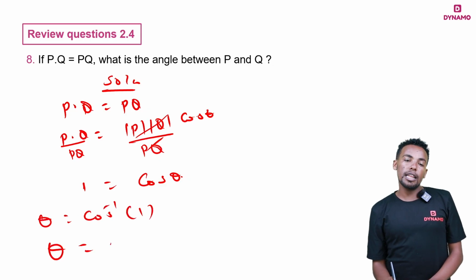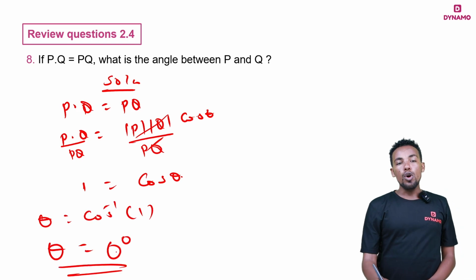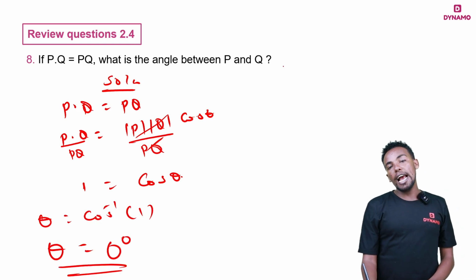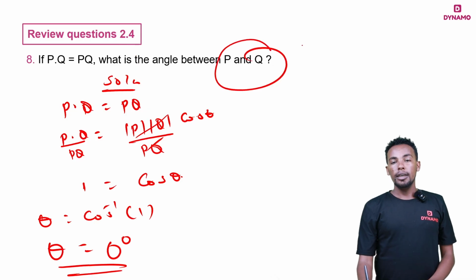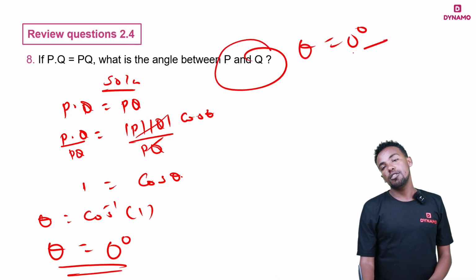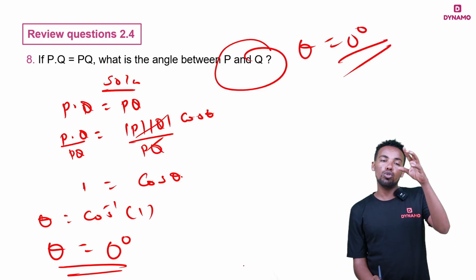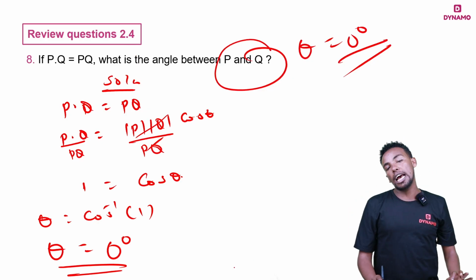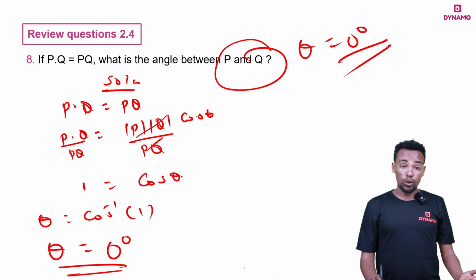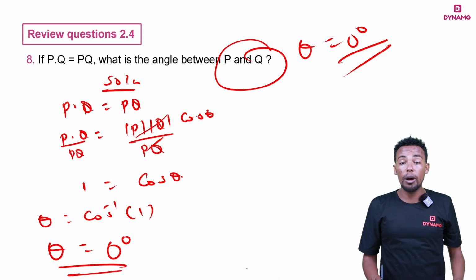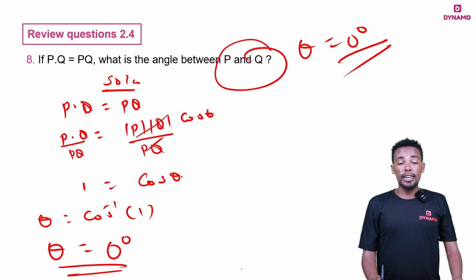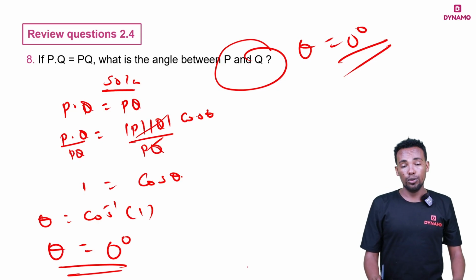So the angle is 0. Therefore, if P dot Q is equal to PQ, the angle between P and Q is 0 degrees, which shows that P and Q are parallel.